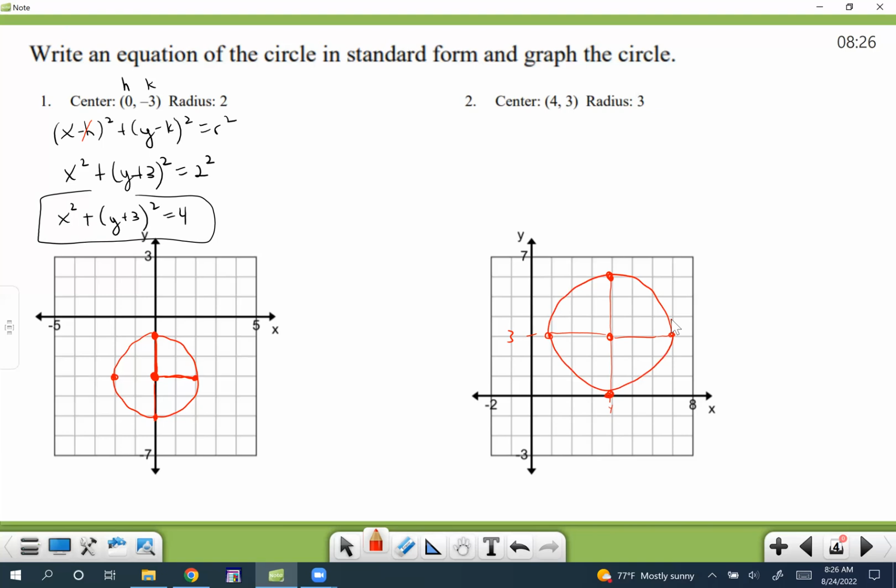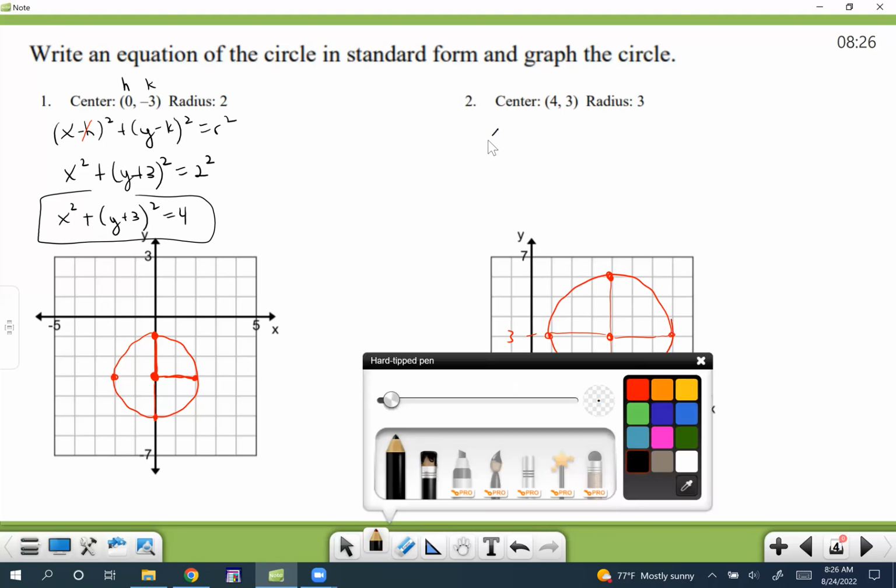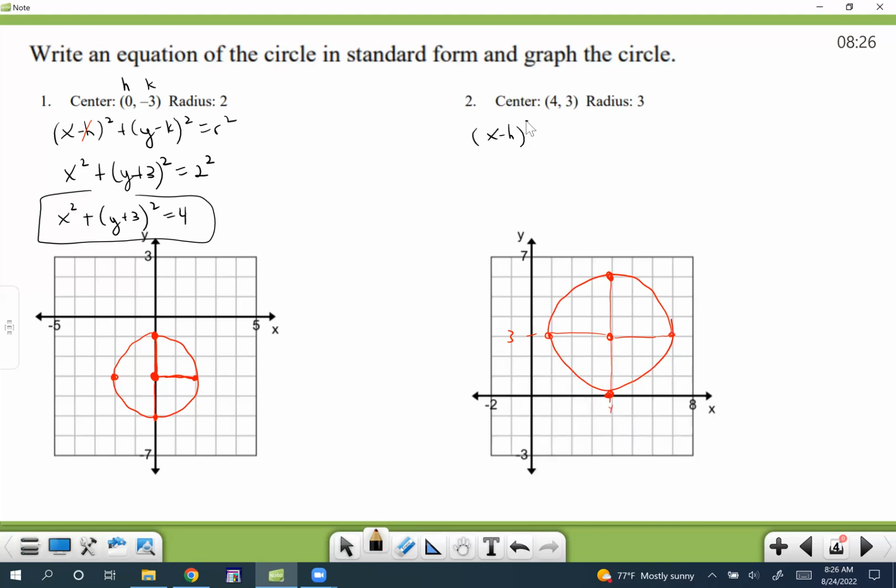All right. So let's go ahead and use our formula. (x minus h) squared plus (y minus k) squared equals r squared. There's my h, there's my k. So if we put 4 in, it's going to be -4. Always change its sign. If we put 3 in, it's going to be -3. And then we'll put 3 in for the r. So this will be (x minus 4) squared plus (y minus 3) squared equals 9.